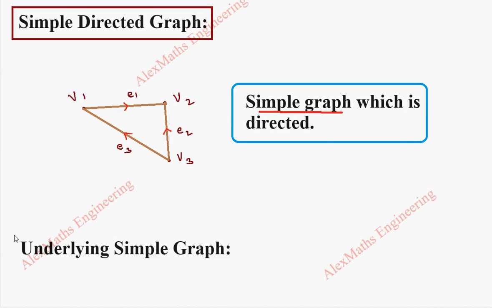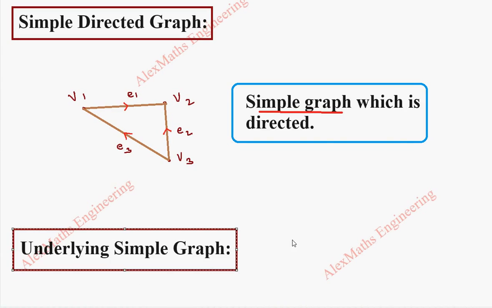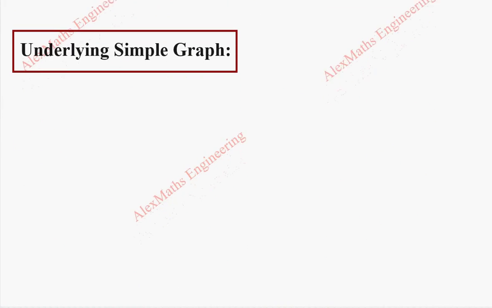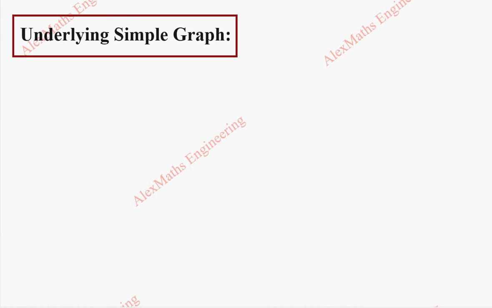Next we are going to see about underlying simple graph. When there is a graph with multiple or parallel edges and loops. For example, if I have V1, V2, V3 and these are the vertices, and we have edges like this, we have another edge and we have another loop, that is also an edge. So let's name this as E1, E2, E3, E4.